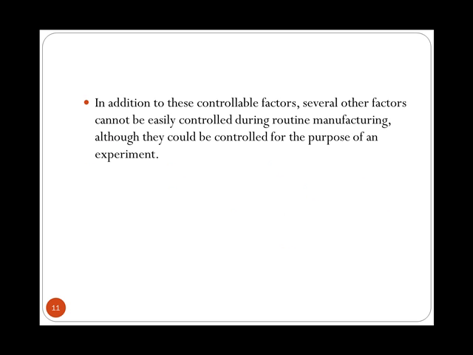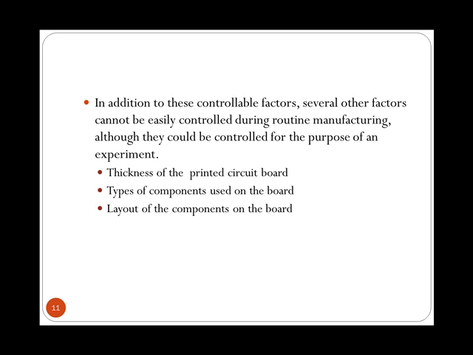In addition to these controllable factors, several other factors cannot be easily controlled during routine manufacturing, although they could be controlled for the purpose of an experiment. Those include the thickness of the printed board, types of components used on the board, layout of the components on the board, and operator.